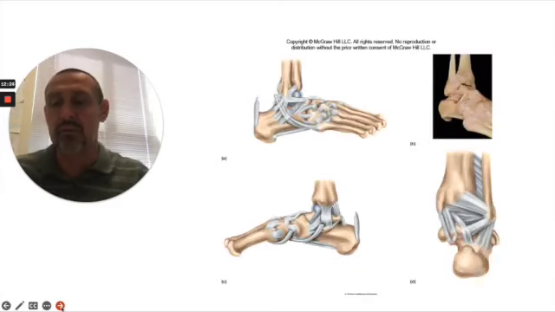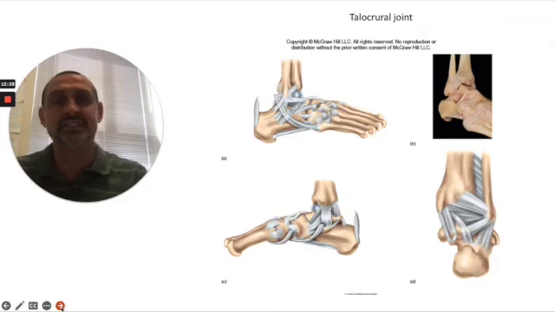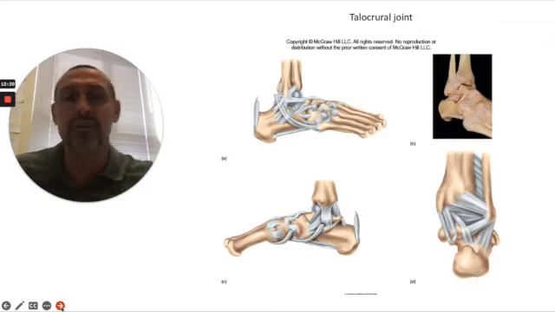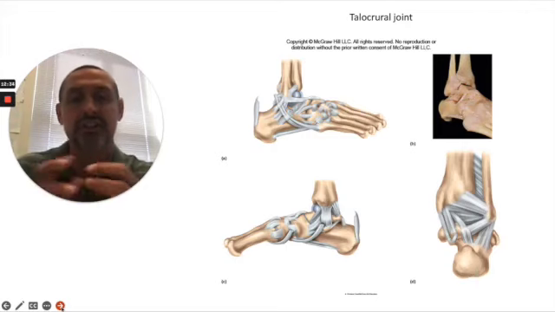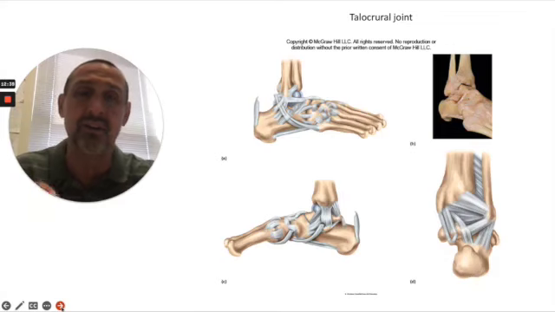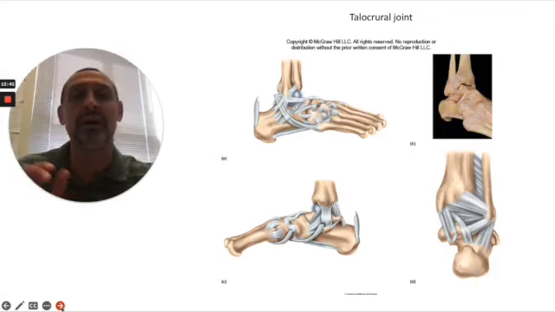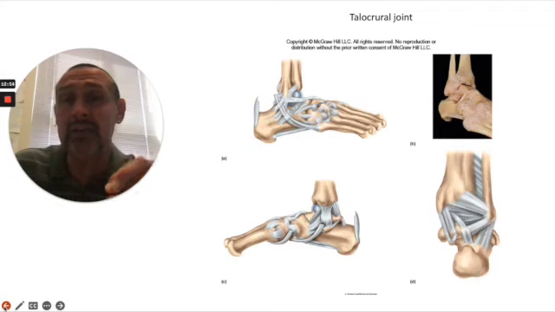The final one that we'll look at is the talocrural joint. So this is your ankle joint. Often it's beset by strains and sprains. So the stretching or pulling of a ligament is called a sprain, whereas if it's a tendon, it's called a strain. So if you have a problem with spraining your ankle, the treatment is RICE: rest, ice, compression, elevation.